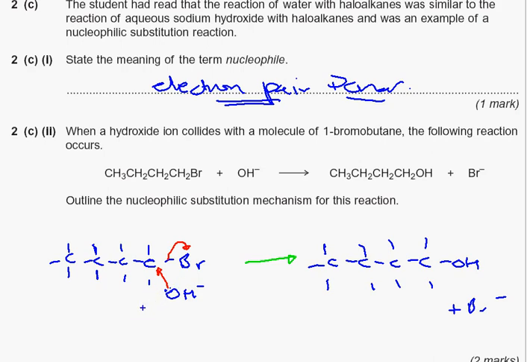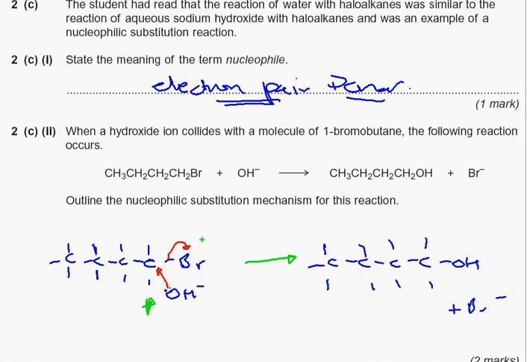Your 2 marks is showing the arrow going from a lone pair. Let's do this in green as well. Here's 1 mark for the arrow from a lone pair of electrons to your carbon, and 1 mark for the arrow from your single bond to your bromine atom.